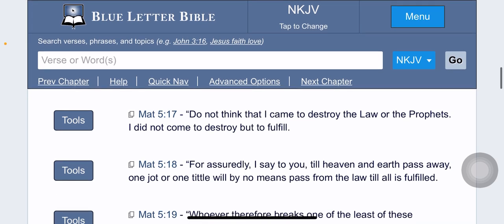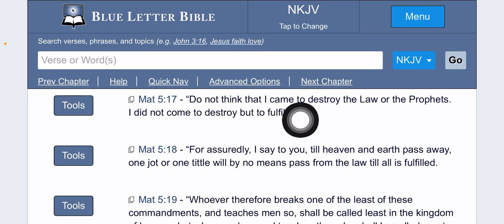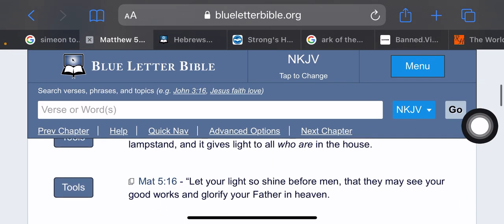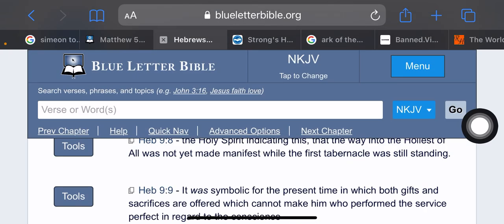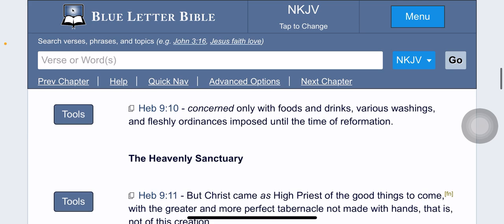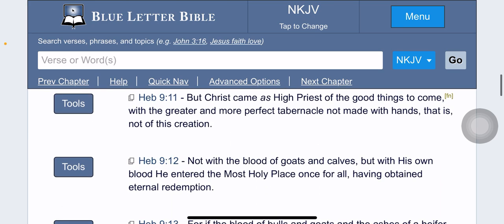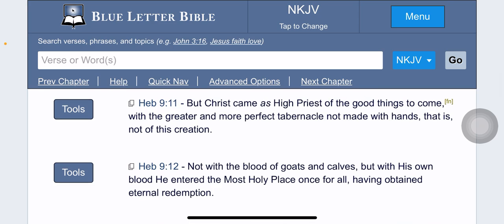This is the book of Matthew chapter 5 verse 17, which quotes, "Do not think that I come to destroy the law or the prophets. I did not come to destroy but to fulfill." So Yahawashi is actually the fulfillment of all these ordinances that were being taught by Moses in those days, okay? So the Reformation time is when Yahawashi came, and when he was offered as the perfect sacrifice.